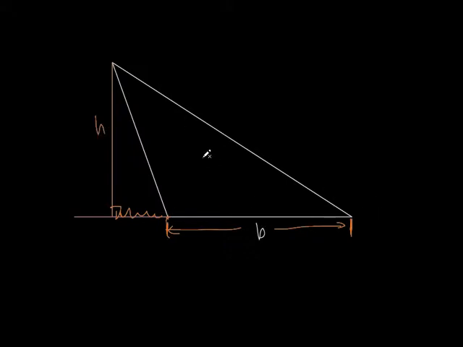How do you find the area? Multiply them together, take half of it. Pretty easy, isn't it? All right, let's do an example. And I think we'll be done after this example.